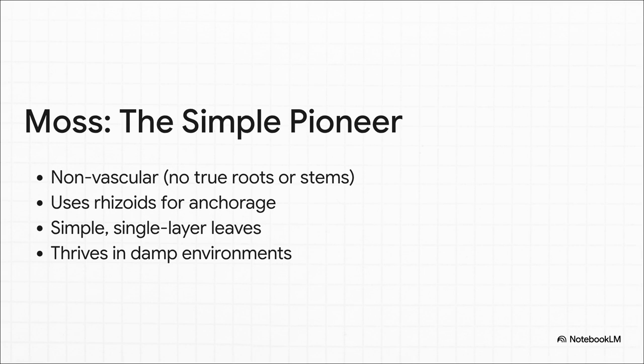And hey, notice they also have rhizoids. Just like the fungus, they use them to anchor themselves. Their leaves are just a single cell thick, which is perfect for soaking up water and sunlight.